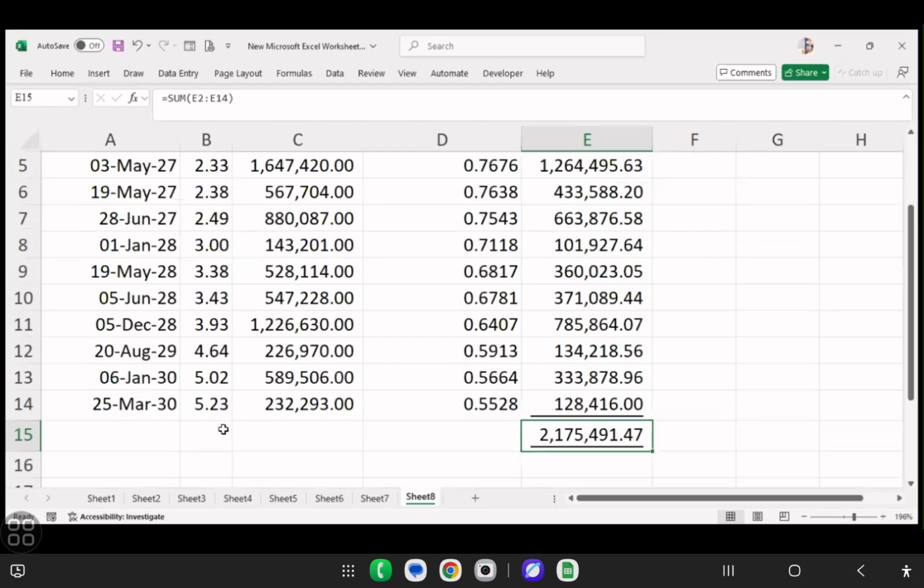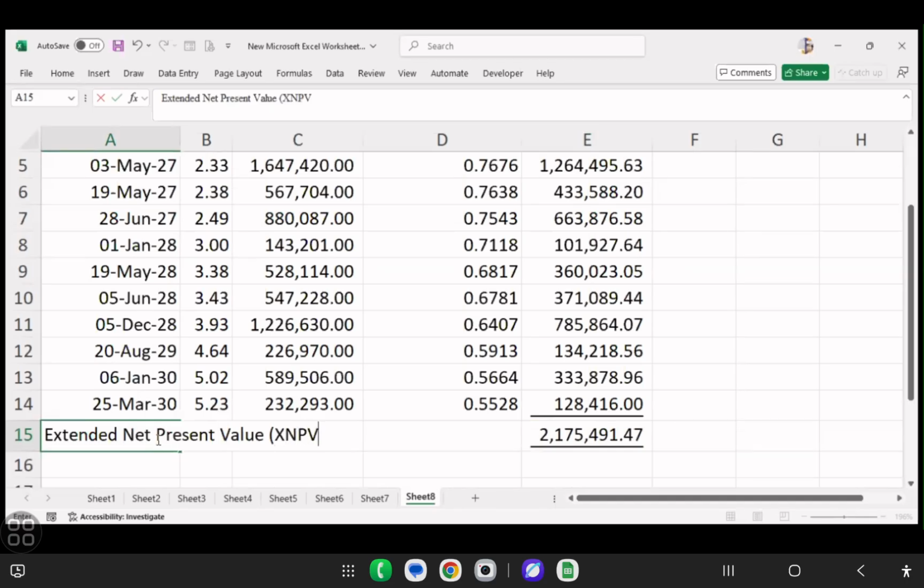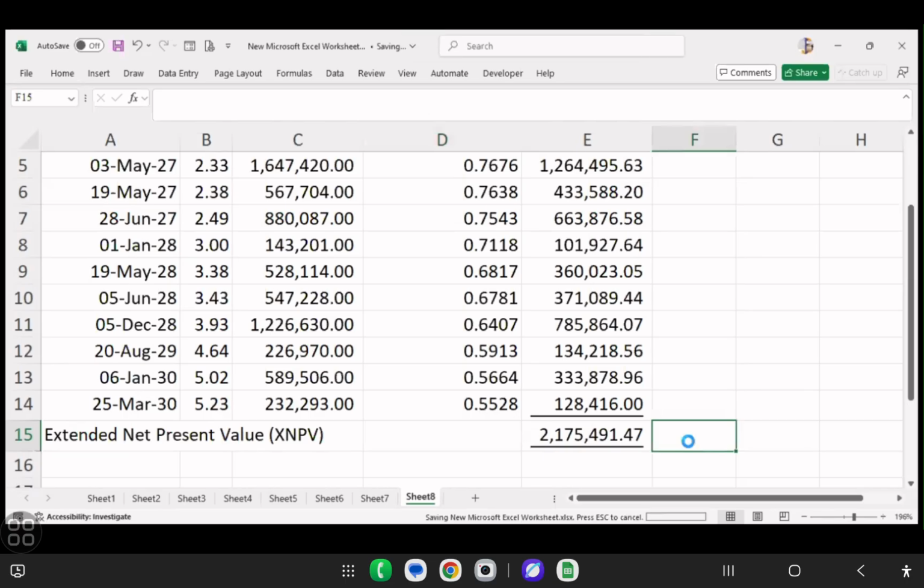At the end, this is the extended, we call it the extended net present value. This one is the XNPV. That will give us the NPV, the XNPV, and that is the way we make the decision under this model.